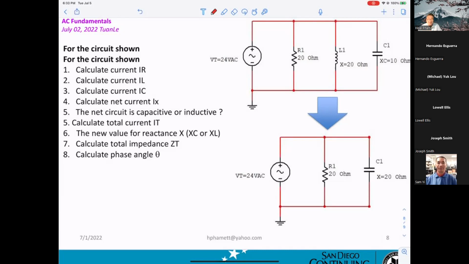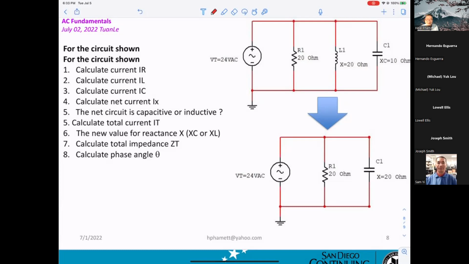Now, the one we already talked about, RCL series parallel, we solved by the very basic way. However, we can solve by another way. That will be using complex numbers. If you go to college or university, they will teach you using complex numbers.